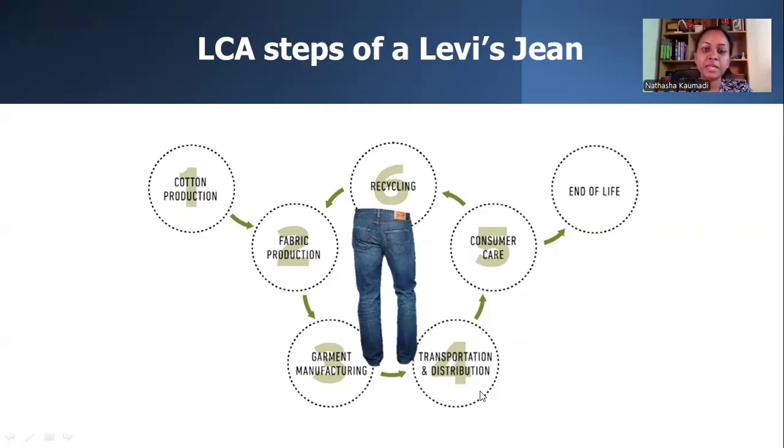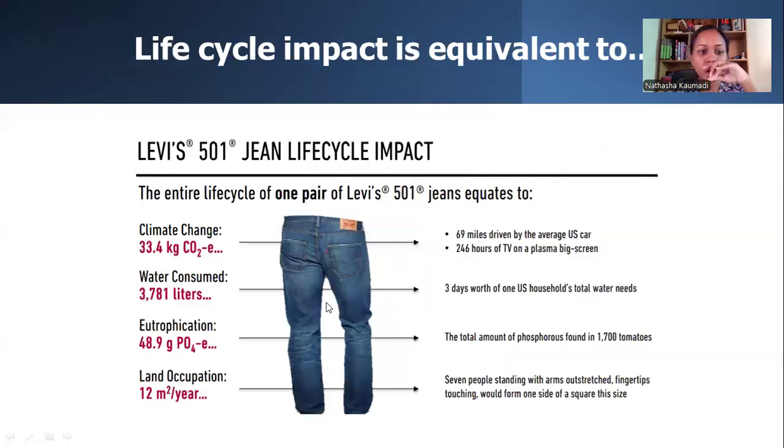And then transporting, distributing, and then consumers are using the garment, consumer care, or sometimes after using, it is the end of the life of a jean. They are just throwing it away, maybe landfilling or incineration. Most of the time, clothes are going for landfilling, or maybe you are recycling, and then that is again coming back to the process. So this is the life cycle of a Levi's jean. And now they have calculated the life cycle impact of this Levi's jean.